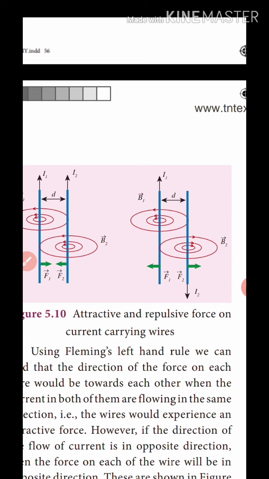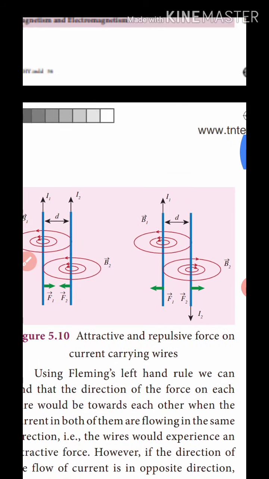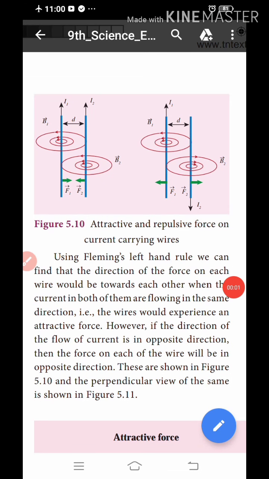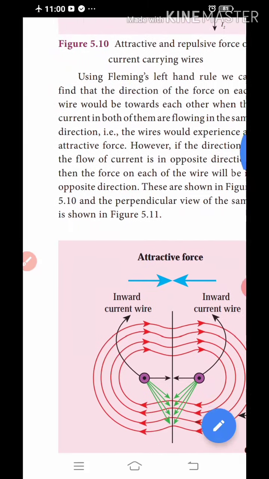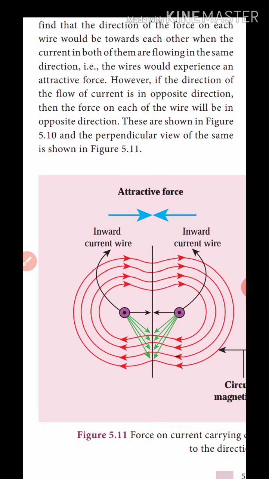Using Fleming's left hand rule, we can find that the direction of the force on each wire would be towards each other when the currents in both of them are flowing in the same direction. That is, the wires would experience an attractive force. However, if the currents flow in opposite directions, then the force on each wire will be in the opposite direction. This is shown in this picture.